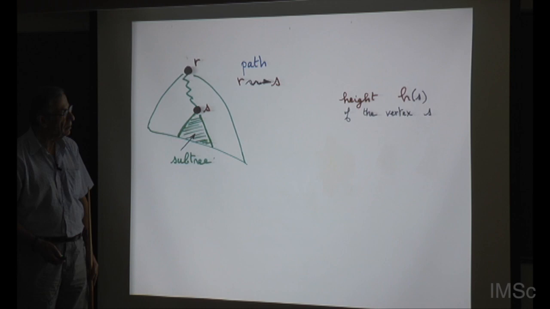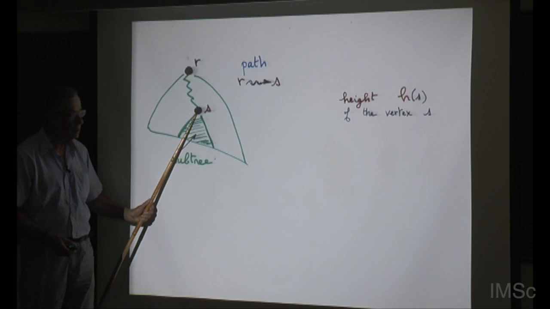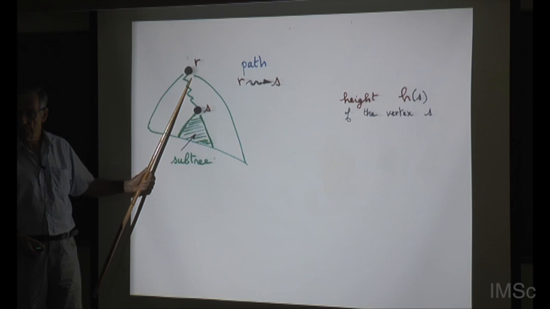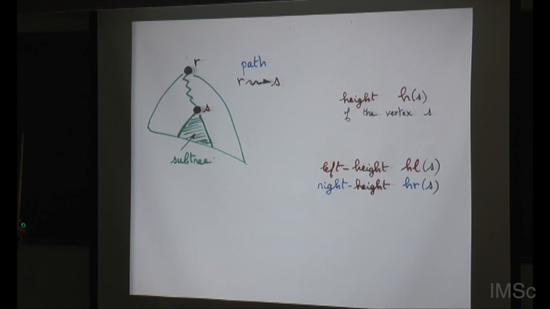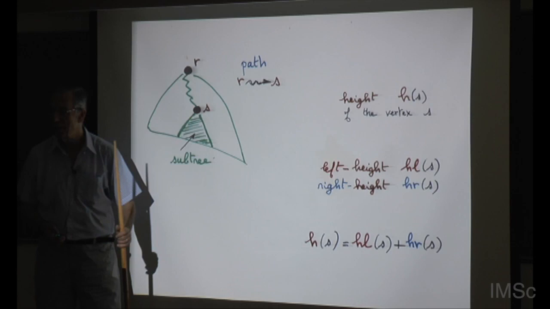And I can define the height of a vertex. The height of the vertex X is the number of edges you have to follow, starting from the root and going until the vertex X. That's the length of the path in the binary tree. Now, this height can be decomposed into a left and right height, such that the height is the sum of the left and right.